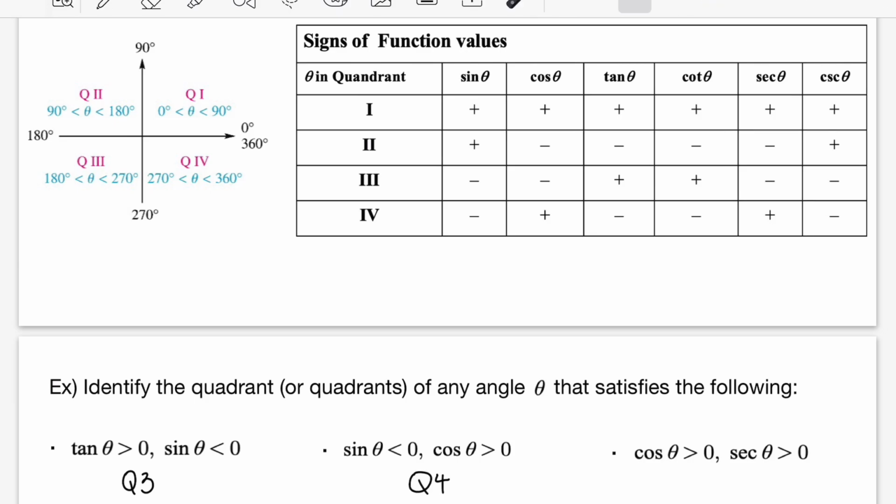And lastly, we want to figure out where cosine theta is going to be positive and secant theta is going to be positive. Well, in this case, looking at our chart here, we know that the only time that they're both positive is when our x values are going to be positive. So that will occur in quadrant 1 and quadrant 4.